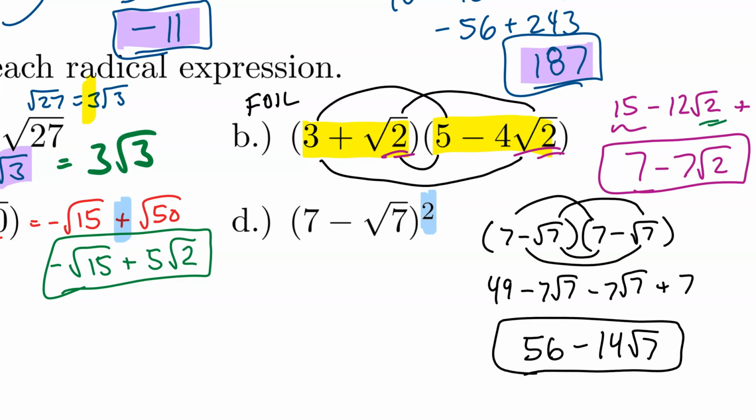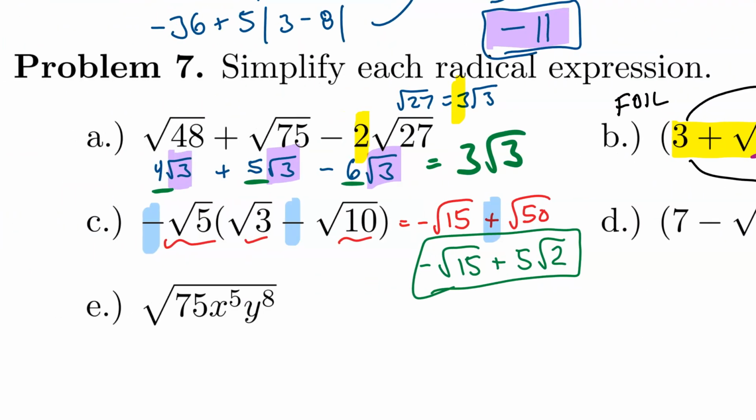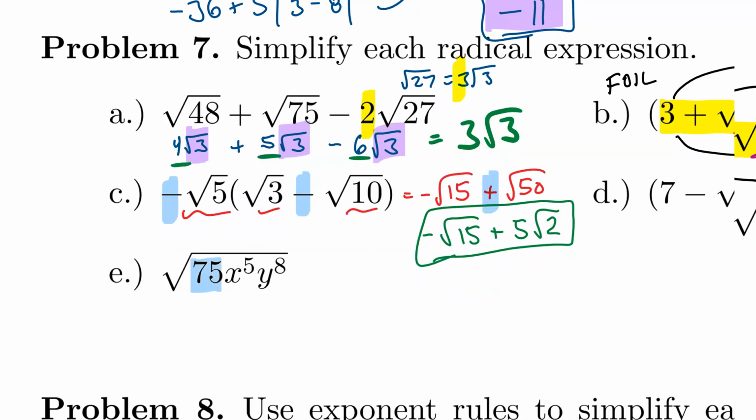One more problem to go. This one's a little bit different. In part E, we're asked to simplify a variable expression. The number 75 we can simplify in the way that we've been doing. 75, as it was up here, is 25 times 3. So I can take the square root of the perfect square and get 5, and there'll be a square root of 3 left behind.